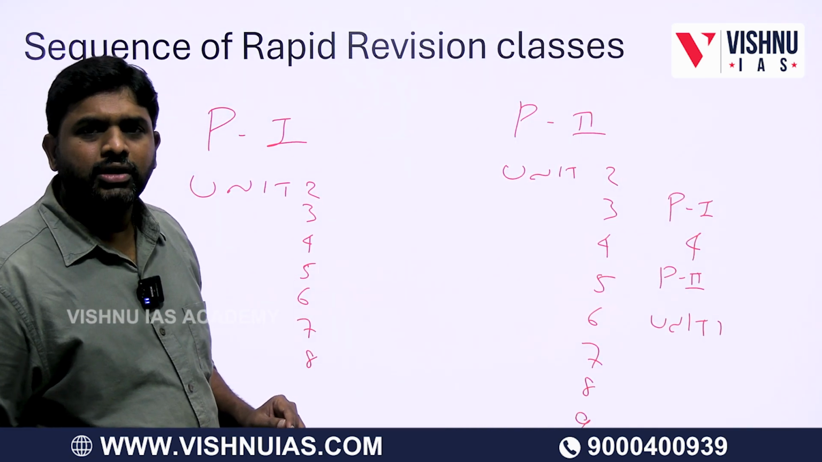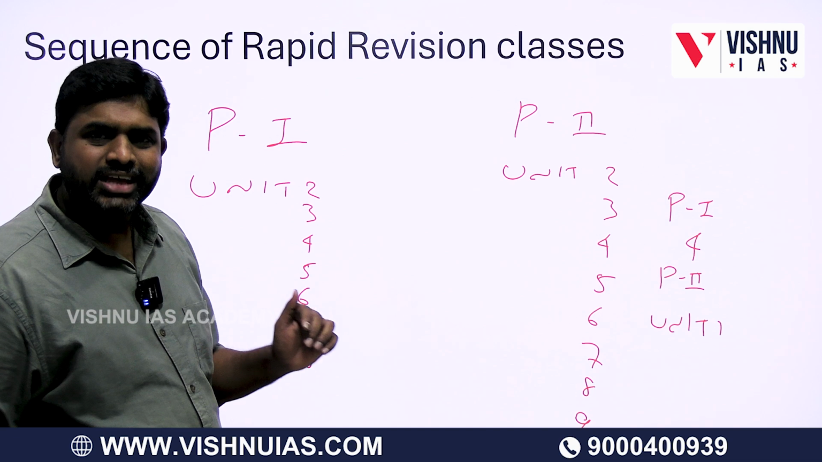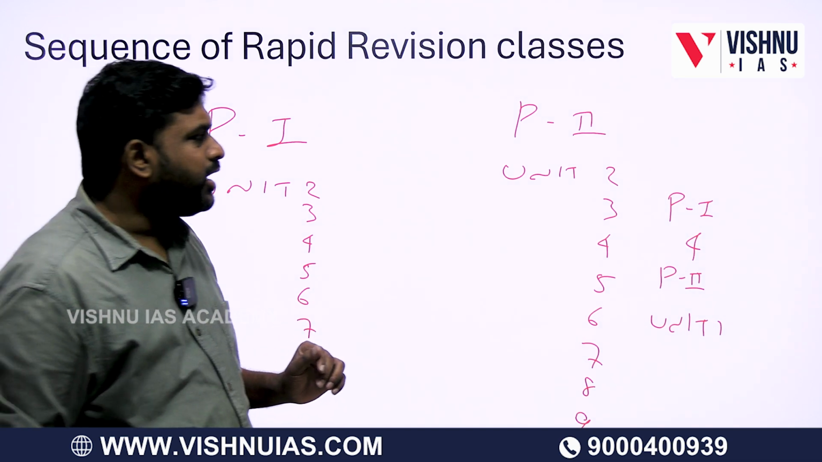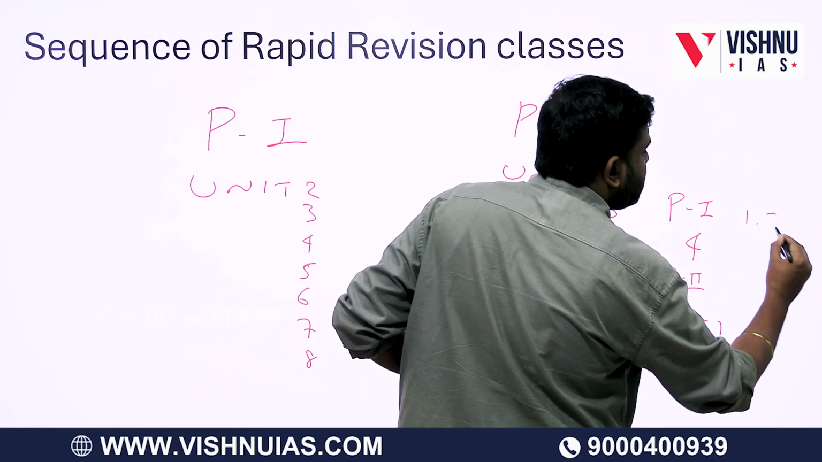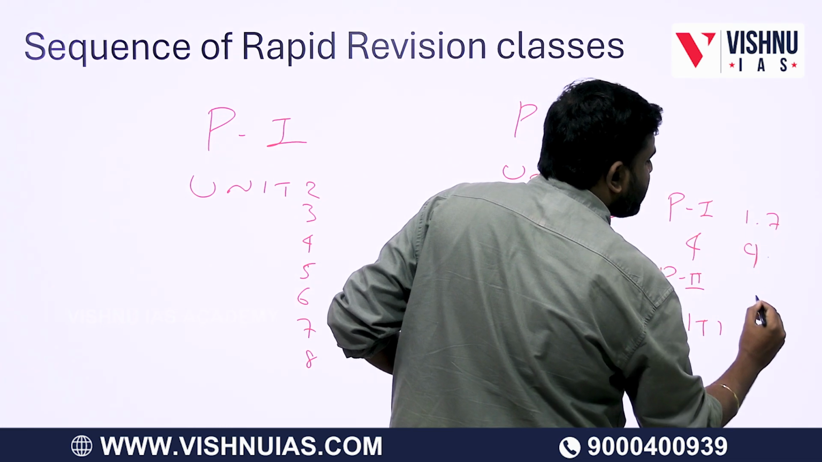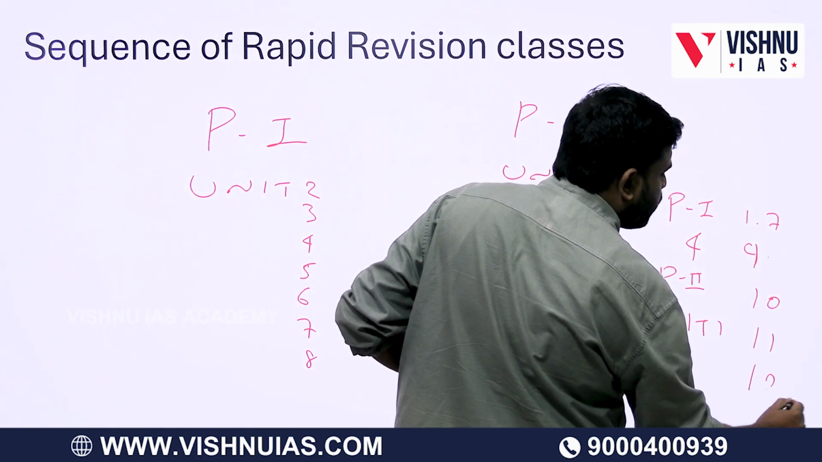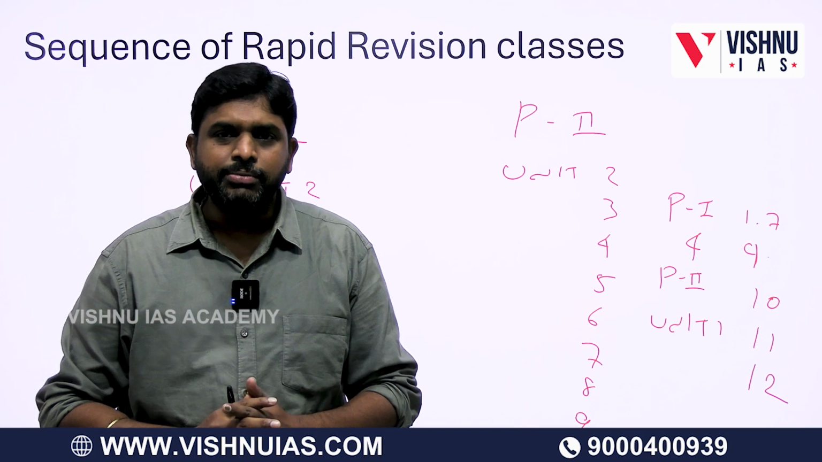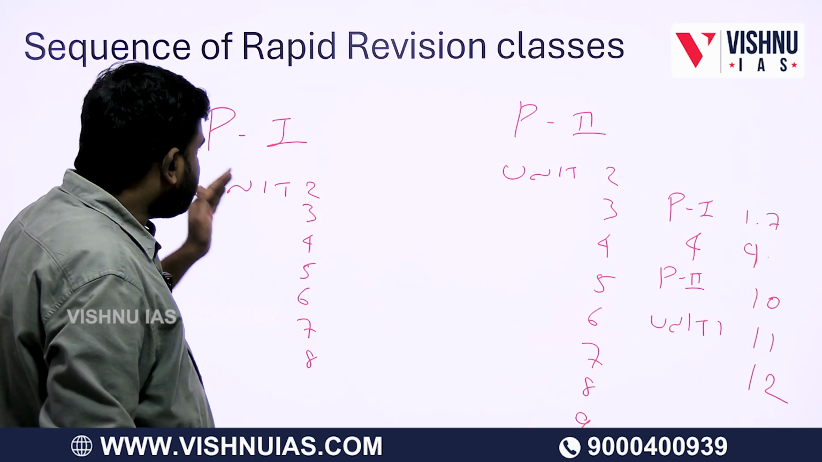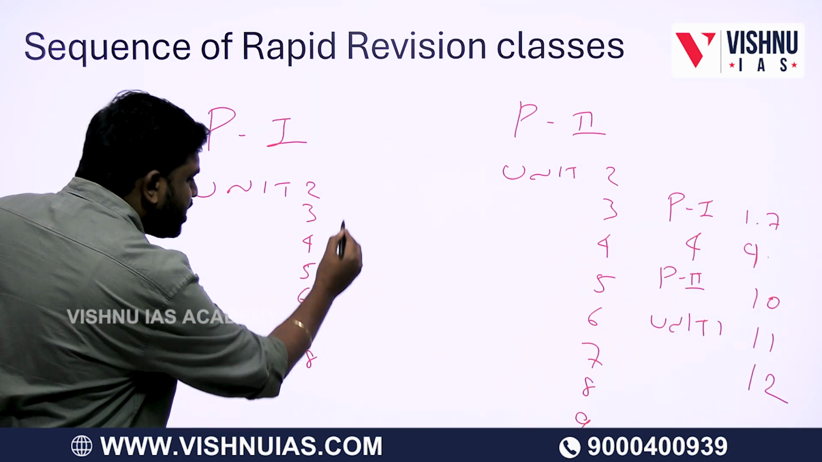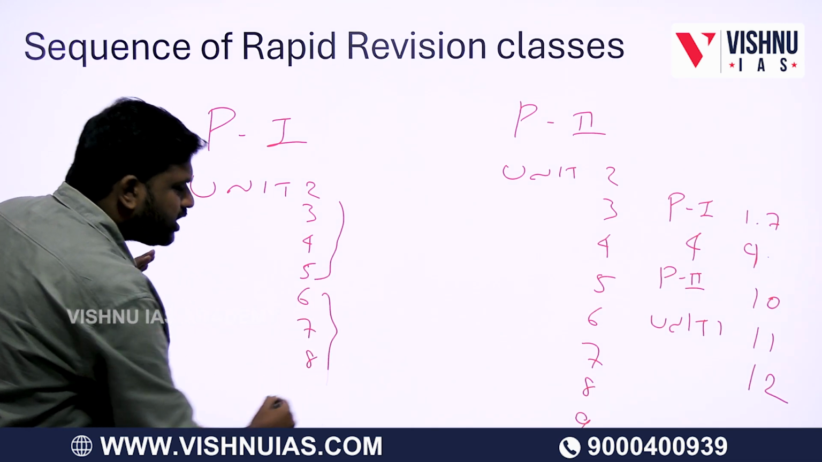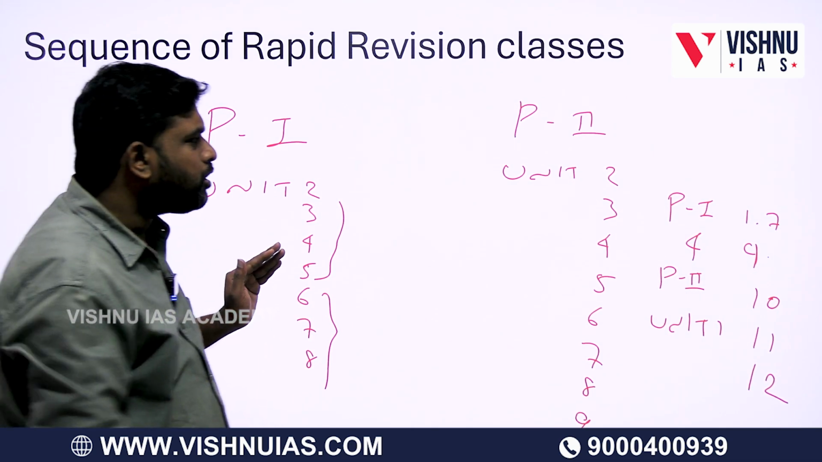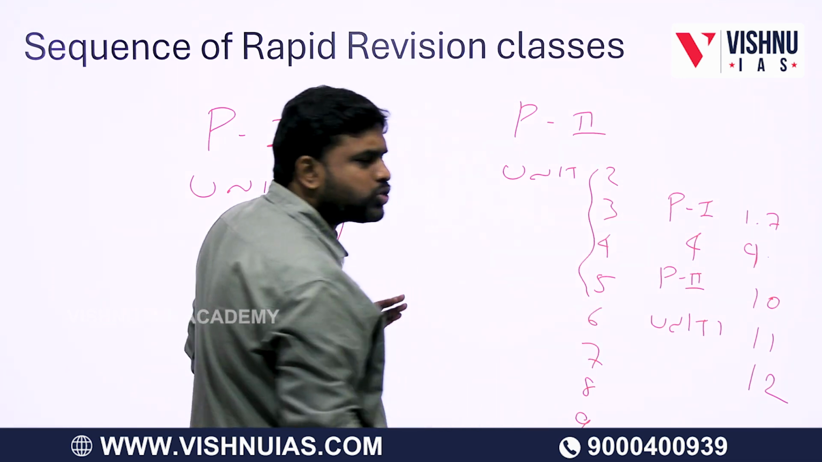Then I will go for physical anthropology, and that physical anthropology will be from 1.7, 9, complete 9, 10, 11, 12. In this way, the sequence will be there. So again I am repeating, I will be starting with socio-culture anthropology. After the socio-culture anthropology, we will be having anthropological thought. Then we will be having Indian society.